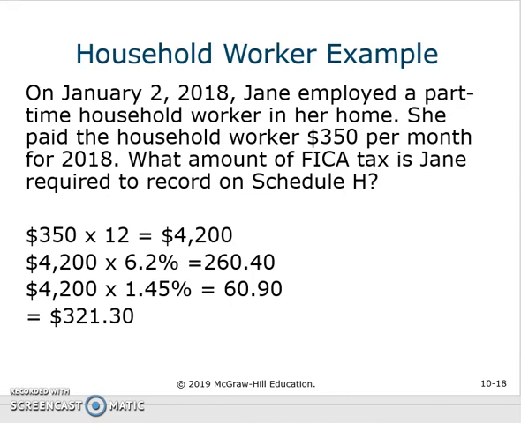So the worker was employed for all 12 months of the year, so they are paid a total of $4,200 for the year. So we need to first calculate Medicare or Social Security tax, 6.2%. So that's $260.40. And then we have Medicare tax of 1.45% on the $4,200 that was earned. So that's $60.90 for a total amount of FICA taxes of $321.30.